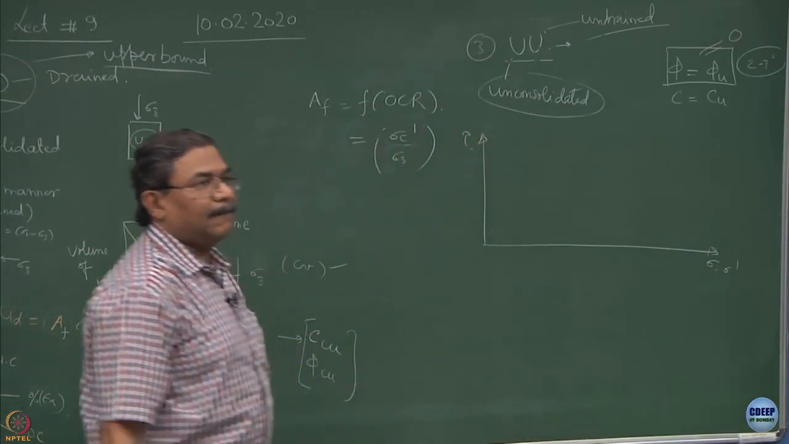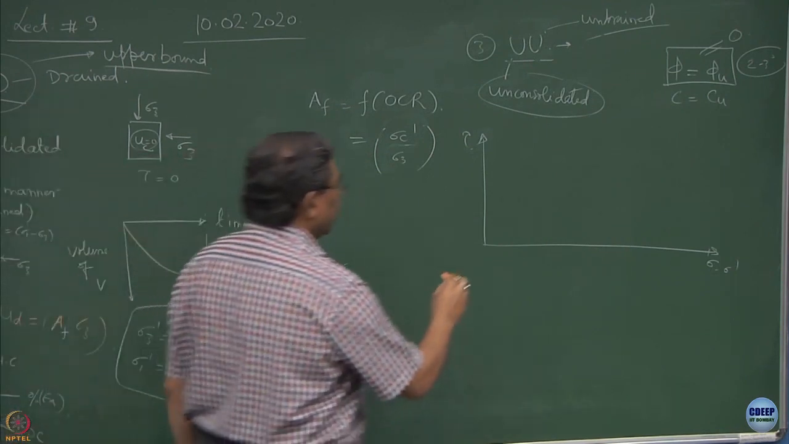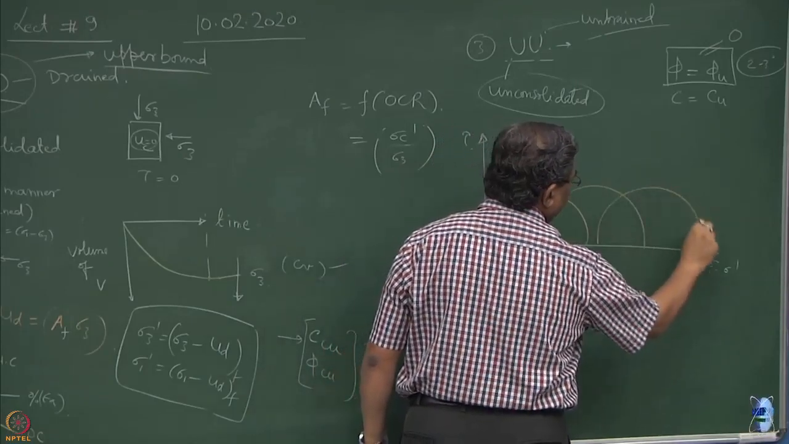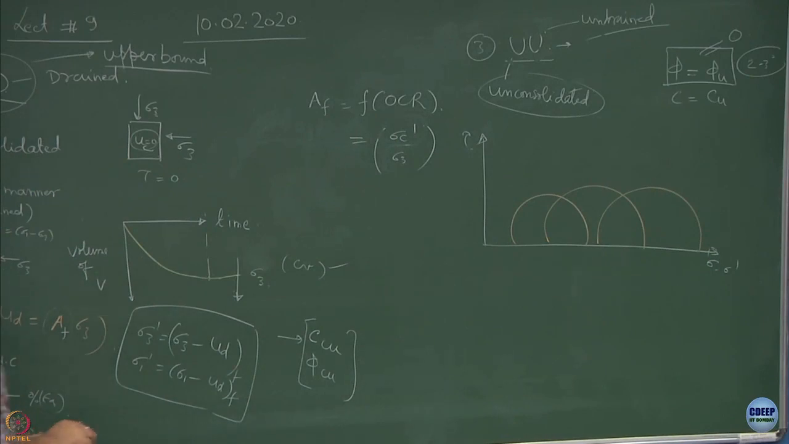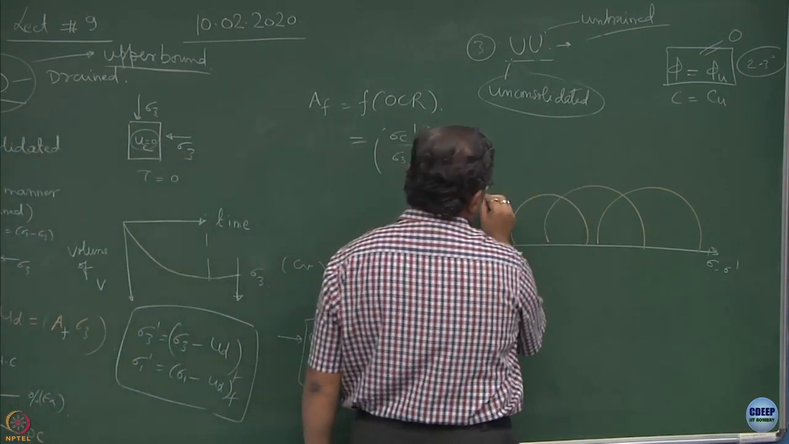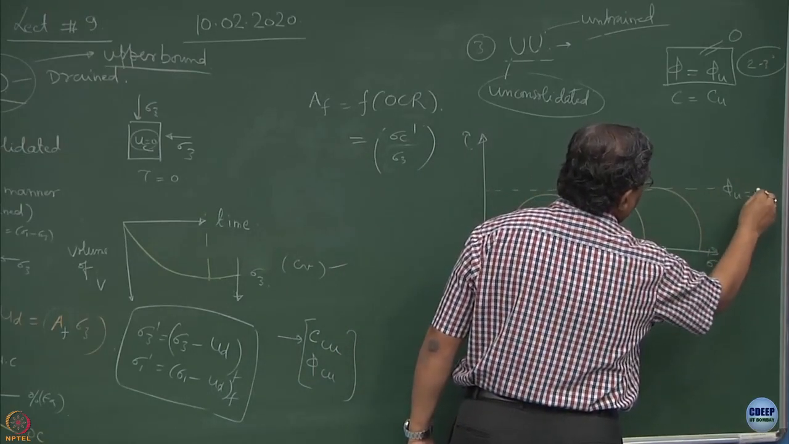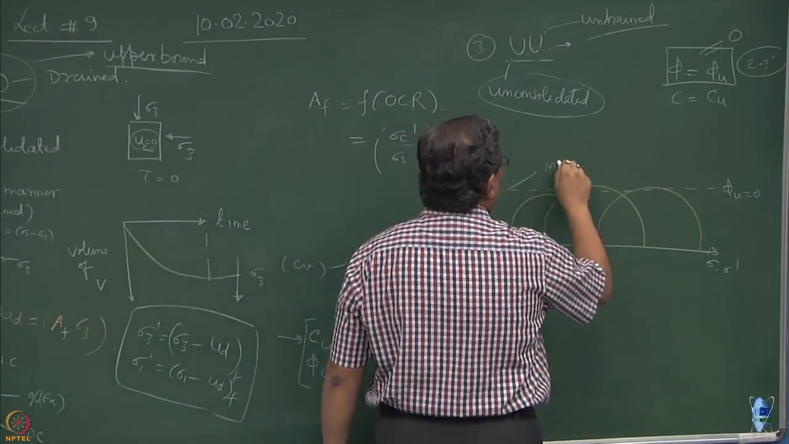any guess? When phi is 0, what is going to happen? It is a horizontal line, clear. So all your Mohr circles are going to be perfectly sitting like this, and I can give a reasonably average value as phi u equal to 0, and this becomes my Mohr Coulomb envelope.